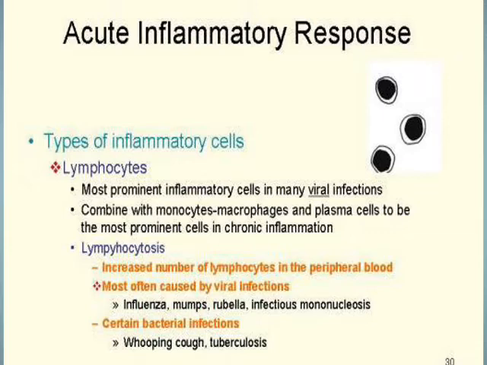For the acute inflammatory response, lymphocytes are the most prominent inflammatory cells in viral infection, and combined with monocytes, macrophages, and plasma cells, they are the most prominent cells in chronic inflammation. Lymphocytosis, which is an increased number of lymphocytes in the peripheral blood, is most often caused by viral infection, as in influenza, mumps, and rubella, and certain bacterial infections such as whooping cough and TB.